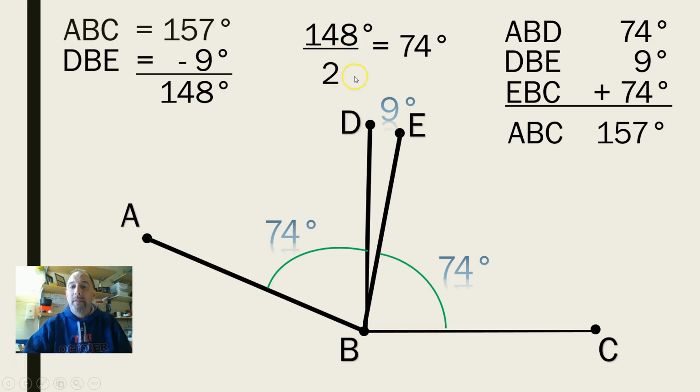Why? Because I'm dividing by 2. 2 angles dividing by 2. This should be even. Why? Because the result should be even. I should not have a remainder. So when you look at your subtraction, make sure that this is an even number.